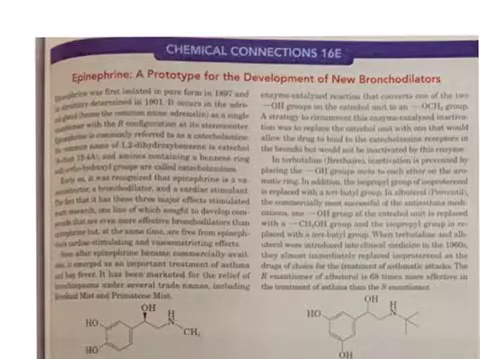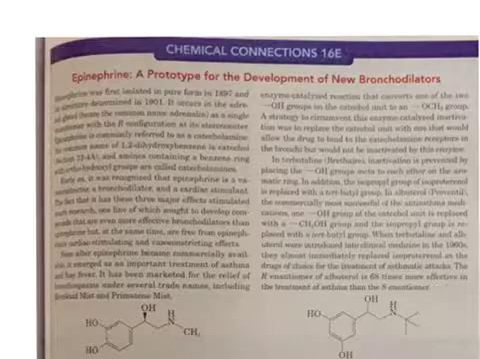And lastly, we're going to look at epinephrine. In this article in your textbook, they talk about a prototype that's used for the development of new bronchodilators. Epinephrine was first isolated in its pure form in 1897 and its structure determined in 1901. It occurs in the adrenal gland, hence the common name adrenaline.